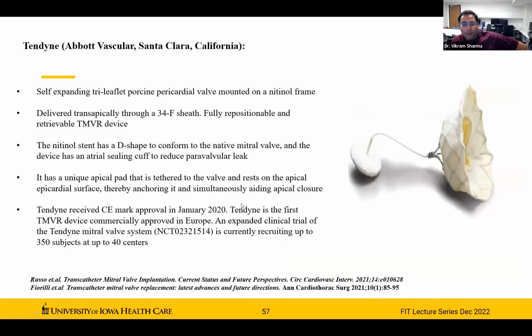And then here we talk about the Tendyne heart valve. Again, this is a self-expanding valve that's deployed through a transapical approach. It has this unique pad that allows anchoring of the device at the apex. It also has an atrial sealing cuff that prevents paravalvular leak. We talked about this apical pad that tethers the valve to the apex. In Europe, this was the first device that was commercially available, and there's currently a trial going on that hopefully will provide more data on its use.